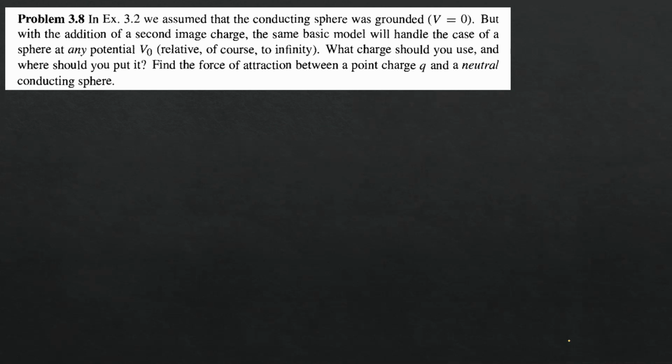We assumed that the conducting sphere was grounded, but with the addition of a second image charge, the same basic model will handle the case of a sphere at any potential V naught. What charge should we use and where should we put it? Find the force of attraction between a point charge Q and a neutral conducting sphere.